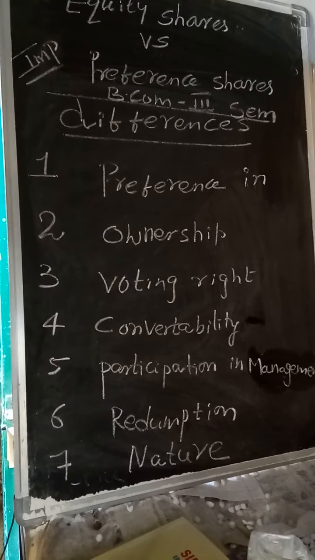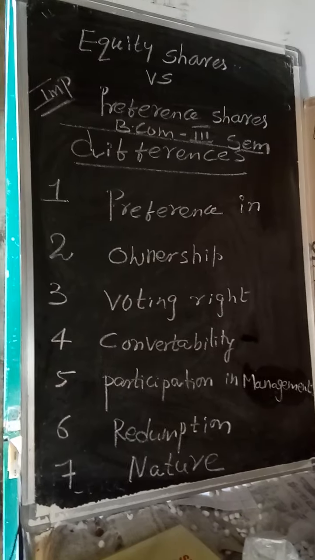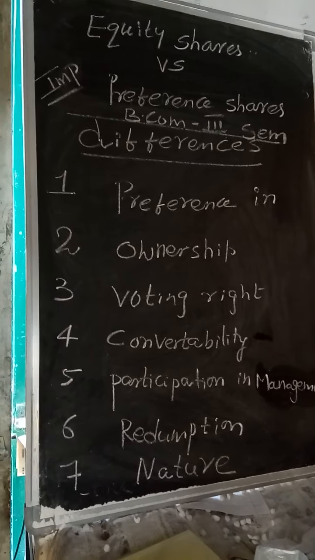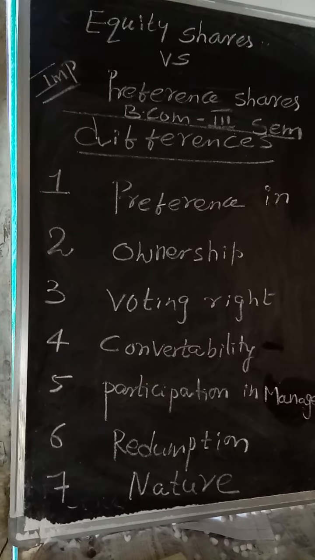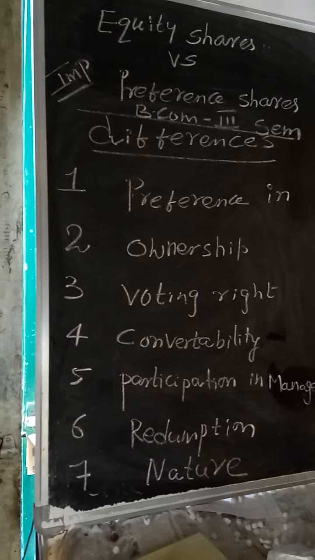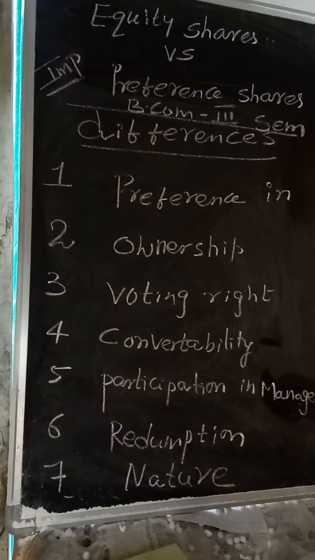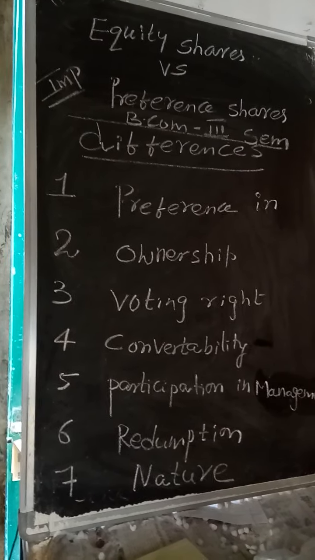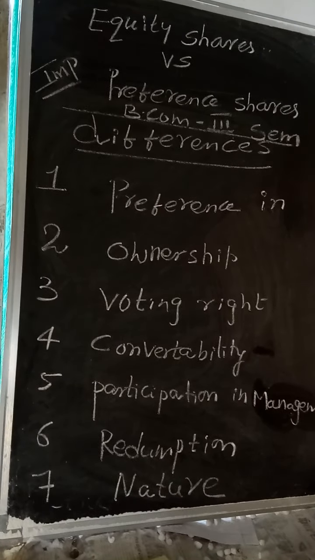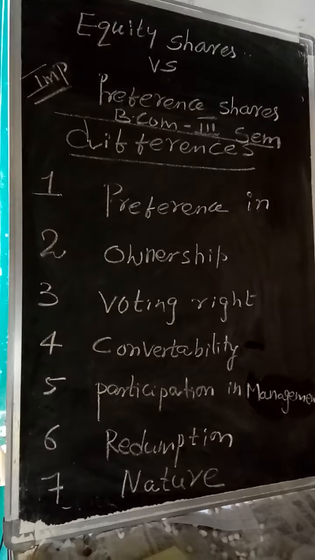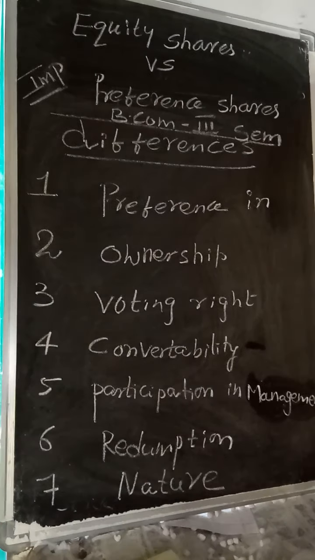The nature: equity shareholders are real owners in nature. They are the risk takers. They will take their amount after payment is made to all. But in case of preference shareholders, the nature is that they always have some preference in payment of dividends and repayment of capital. That is the nature. Okay, so these are the differences between preference shares and equity shares.